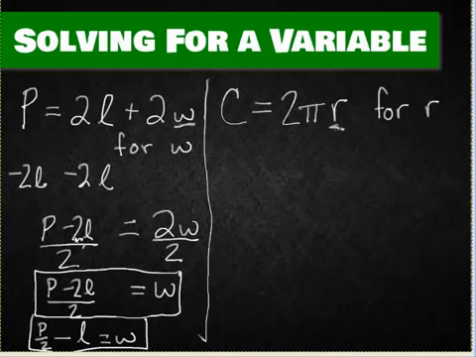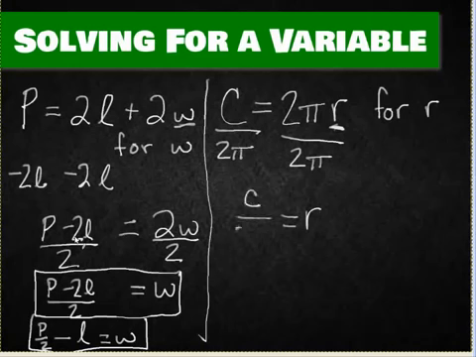So we want to get this dude by himself. What's keeping him from being by itself? The 2 pi is. Well, what am I doing with the 2 pi? 2 pi times r. How do you undo multiplying r by 2 pi? Well, you divide by 2 pi. Got to do it on both sides. 2 pi r divided by 2 pi is just r. And what's c divided by 2 pi? Well, it's just c divided by 2 pi. You can't really do much with that. So we won't. We'll just write it down.